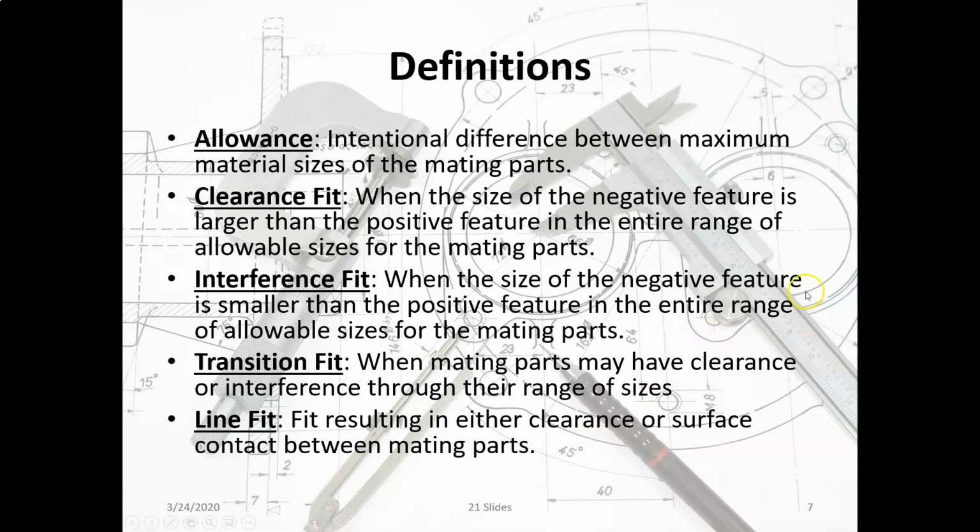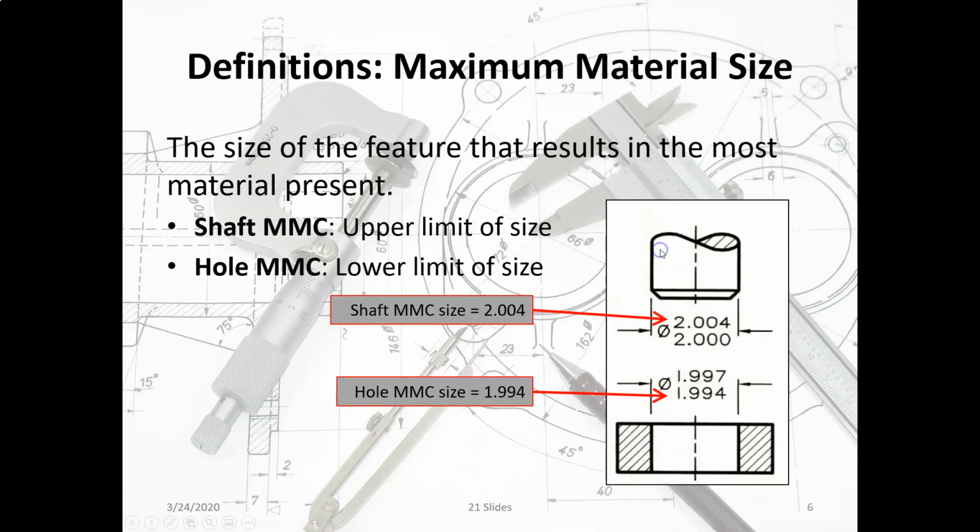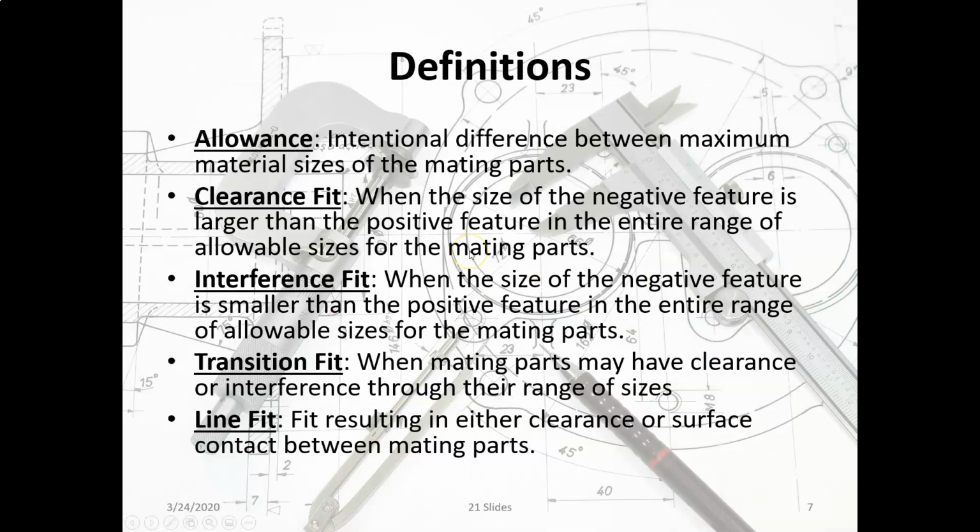So if we go back to the previous slide, the allowance between these would be the difference between 2.004 and 1.994, right? 2.004 minus 1.994 is going to be 0.010, okay? So that's the allowance of this. The clearance fit is the size of the negative feature.